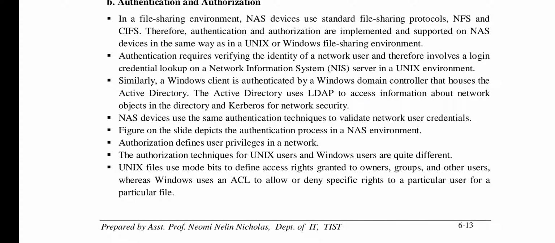It will have an Active Directory, and the directory uses LDAP, which is Lightweight Directory Access Protocol, to access information about the network objects in the directory, and it uses a network authentication protocol, Kerberos, for security of the network. That is in the case of Windows. Then NAS devices use the same authentication techniques to validate network user credentials. You have a figure to explain it.